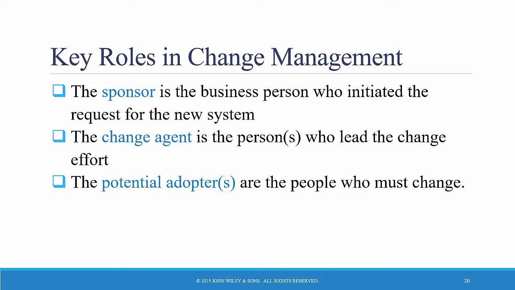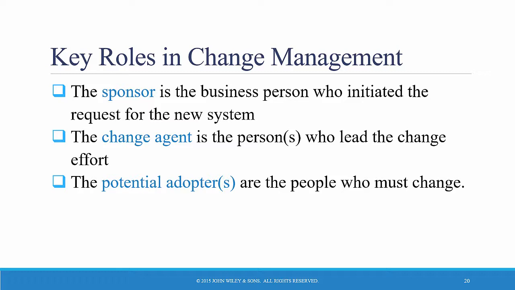The sponsor is the person who wants to change, usually a senior manager of the part of the organization that must use the new system. It's critically important that the sponsor be involved in the change process. The change agent is the person or persons leading the change effort.